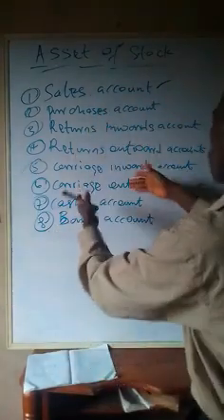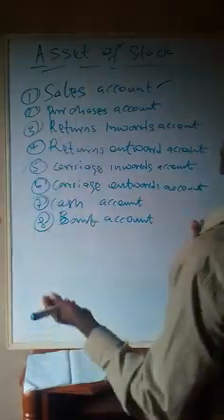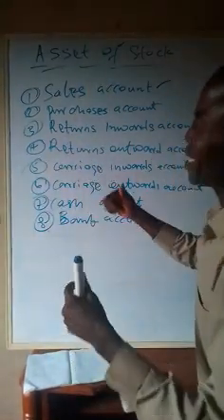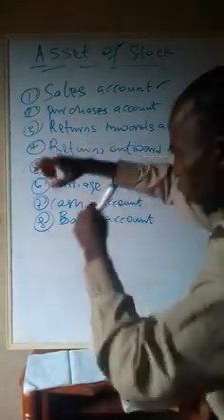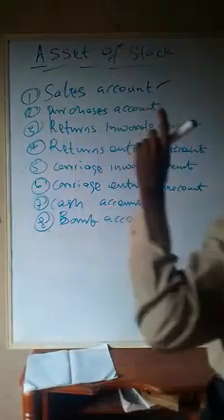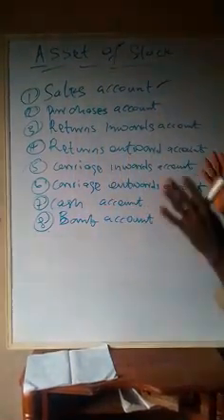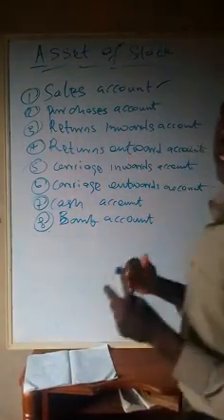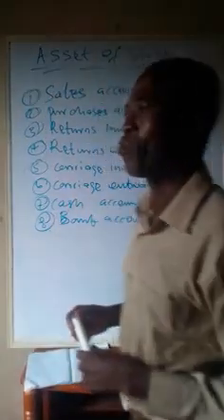Likewise, carriage inward and carriage outward, it's still the same thing. That is why we call it asset of stock in the store, asset of stock in our store. You get it now? So you must understand this very, very well. Let me give another scenario.